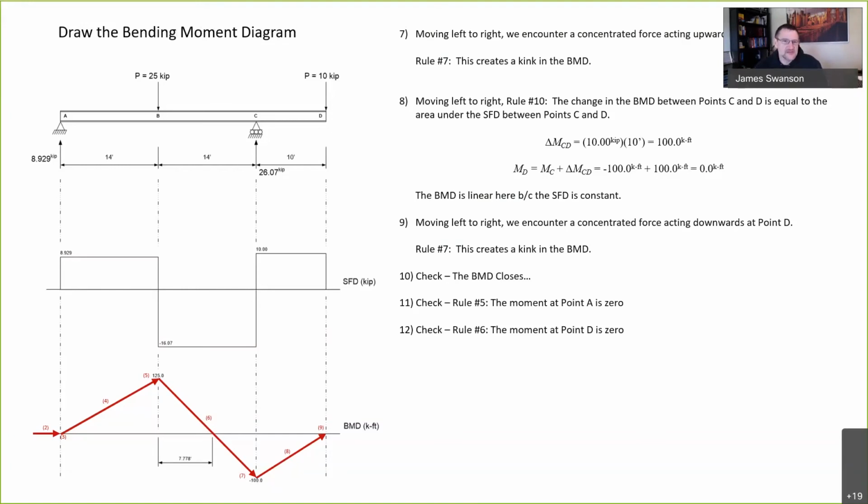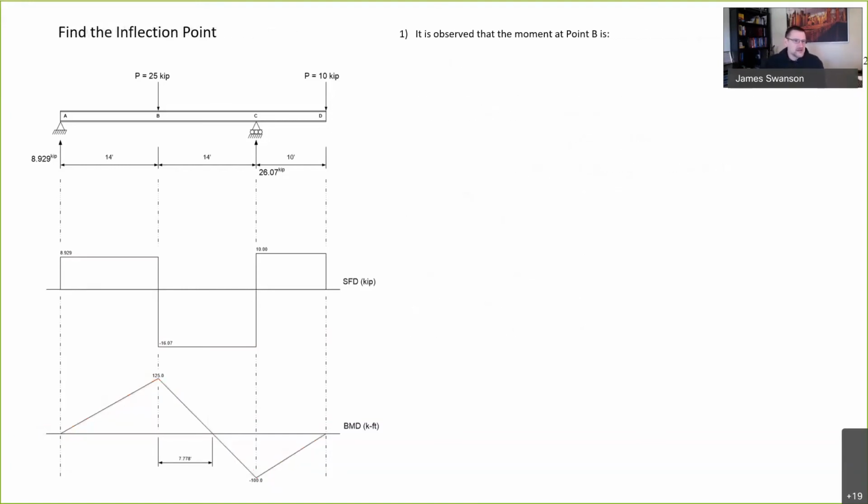All right, so we still have one thing to check though. There's an inflection point in this beam. So there's a point where the bending moment stops being positive and starts being negative. Often we want to know where that occurs. It's not sufficient to know that it occurs somewhere between point B and point C. We need to know exactly where that happens. So what we're going to do next is figure out how to solve for the location of that inflection point.